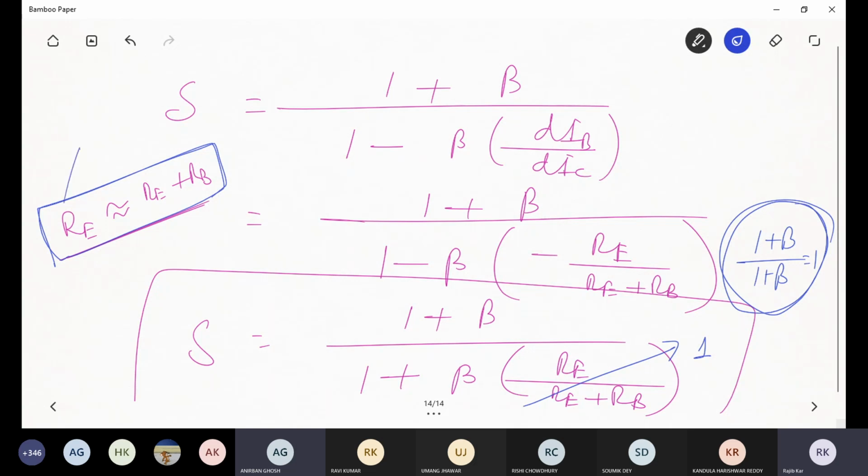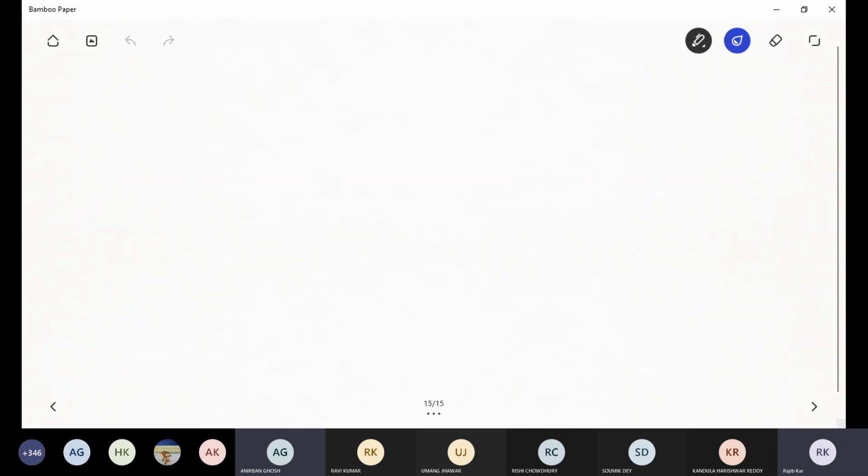What will be the value of RE? Somebody can ask why the value of base resistance will be less for this particular circuit. These are the typical questions asked from the technical side.